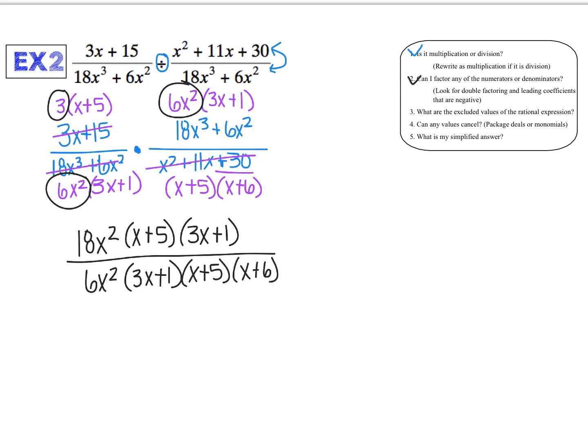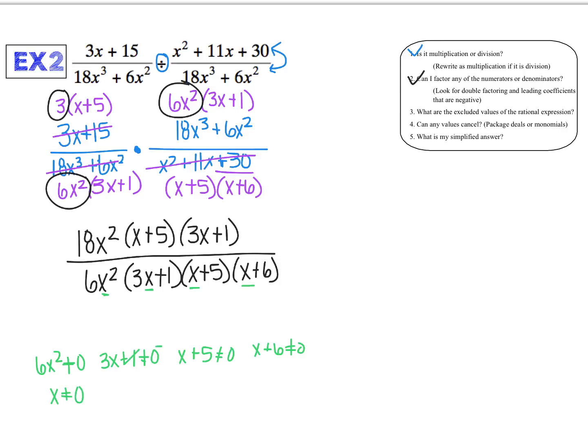All right, and then what are my excluded values? So in the denominator, I have an x here, an x here, an x here, and an x here. So I actually have 4 excluded values. So 6x squared cannot be 0. 3x plus 1 cannot be 0. x plus 5 cannot be 0. And x plus 6 cannot be 0. So in this case, x cannot be 0.